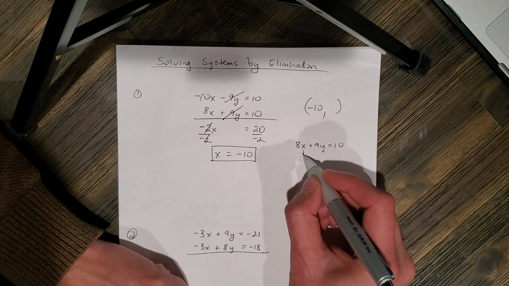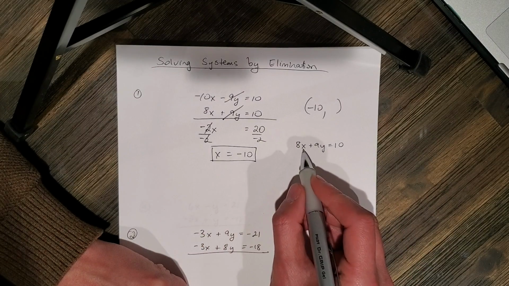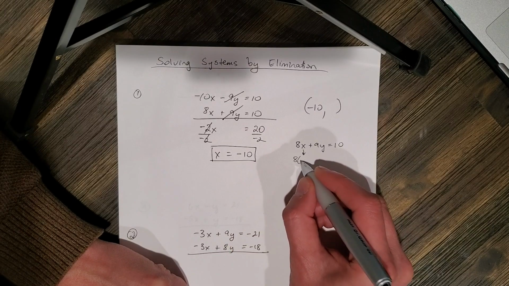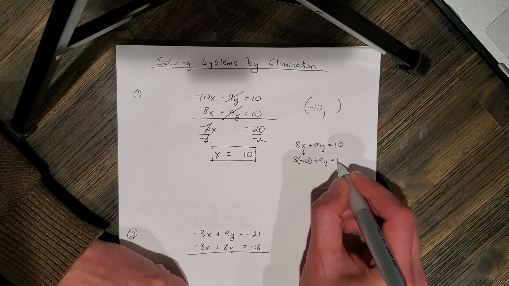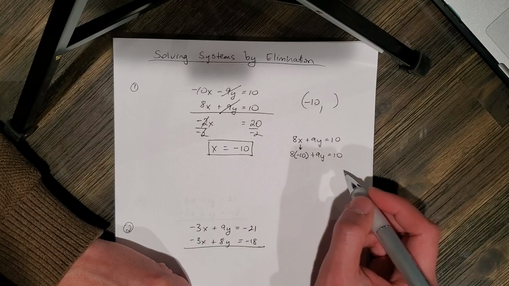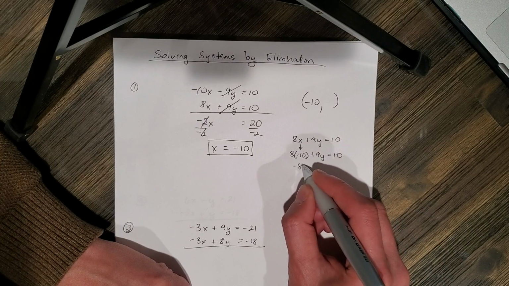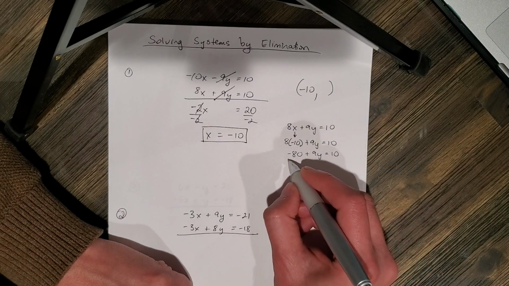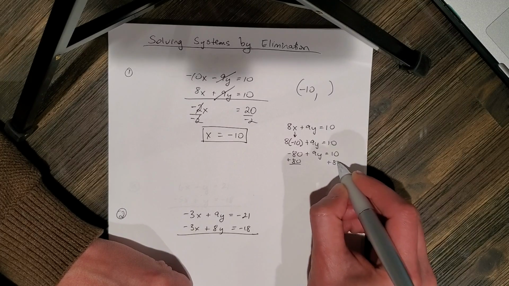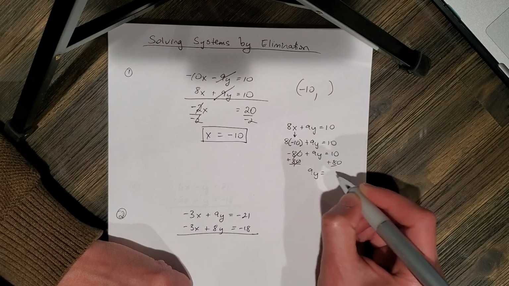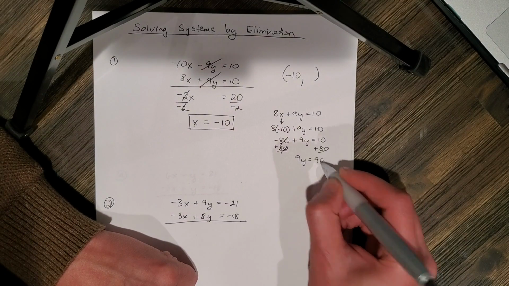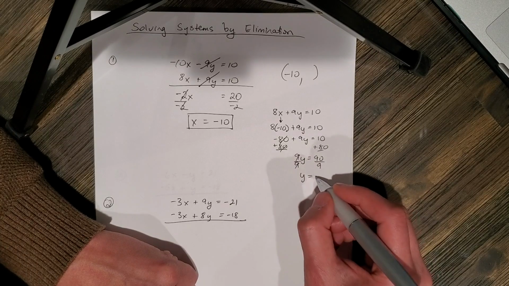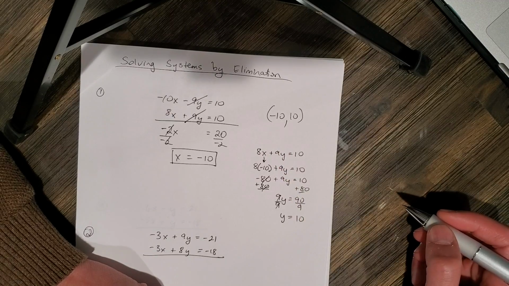So now underneath, I'm going to substitute the x. So you see, I'm going to look for the x right here, and I'm going to substitute -10. So I'm going to go ahead and put 8 times -10 plus 9y equals 10. Now I just multiply here. 8 times -10 is -80 plus 9y equals 10. Okay, let's keep going. Add 80 to both sides. And so I get 9y equals 10 plus 80 is 90 divided by 9. And you get y equals 90 divided by 9 is 10. And so that's my answer, -10, 10.